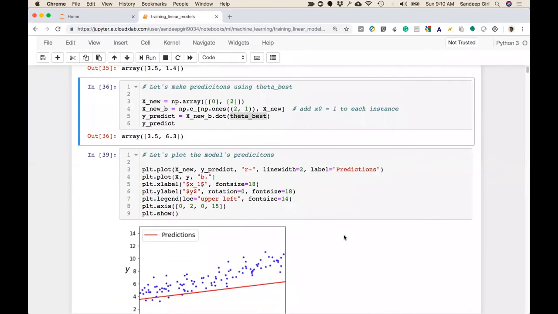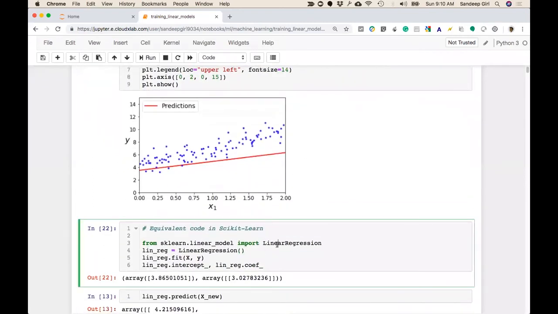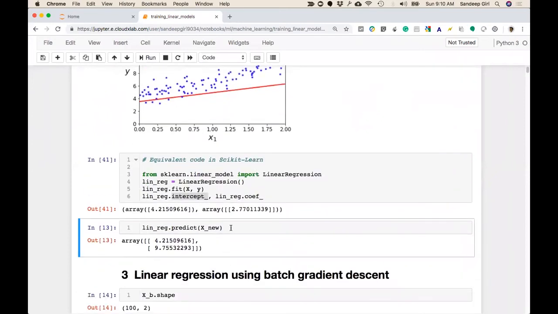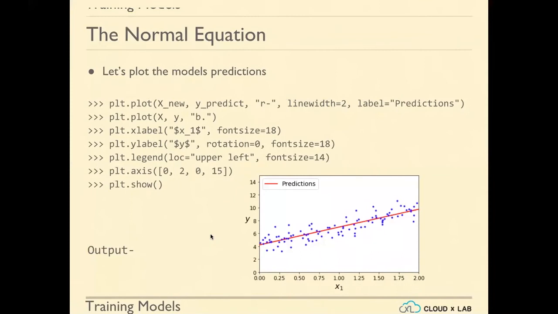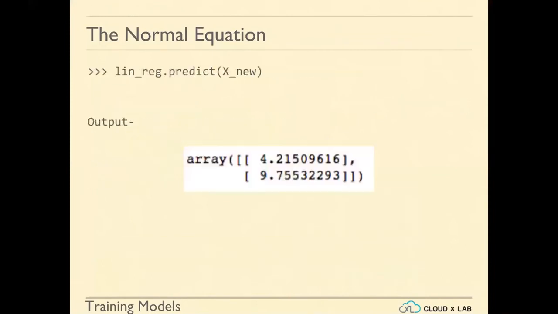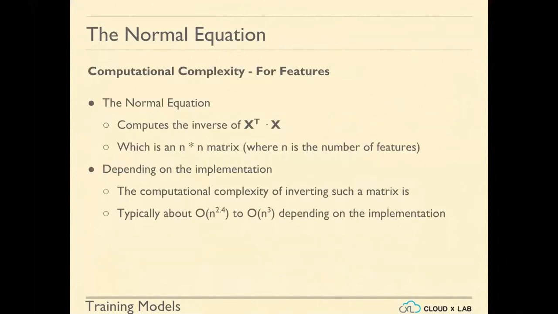So now we could use the linear regression class, instantiate it, do the fit, and then compute the intercept and the coefficient, and do the prediction. All right, so this way we get these values. So we can use the linear regression algorithm just like that and get the answer.